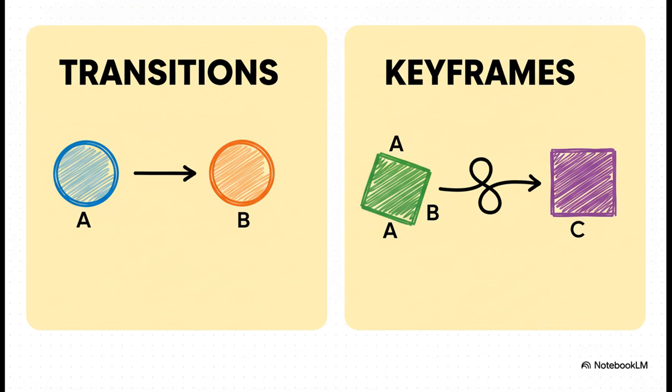First, you've got transitions. These are perfect for simple 2-state changes. Think about a button changing color when you hover over it. That's a classic transition. It's just going from state A to state B. But then you have keyframe animations. These are for telling a more complex story. They let you map out a whole sequence of steps, going from A to B to C and wherever else you want to take it.